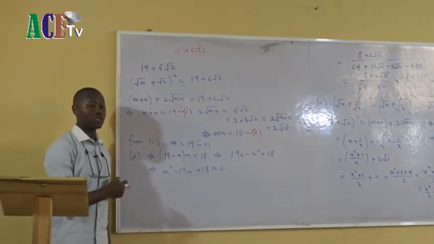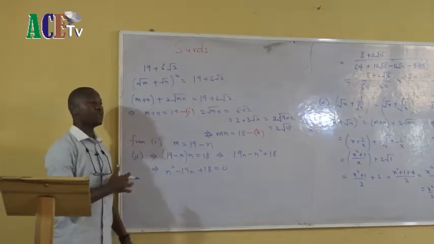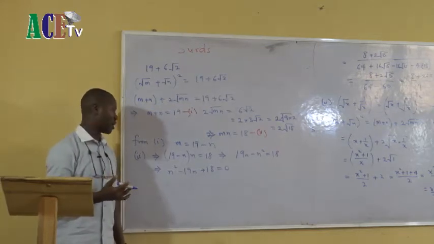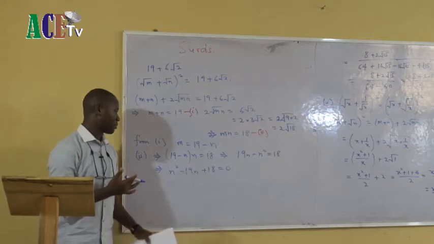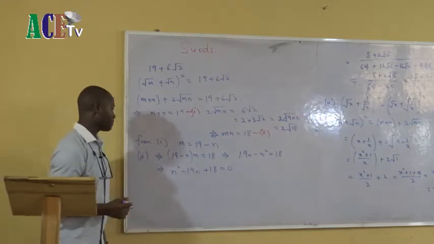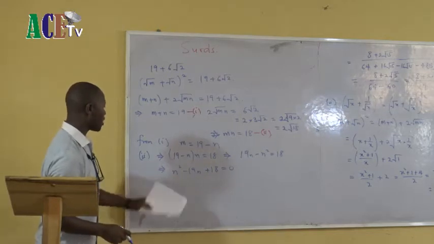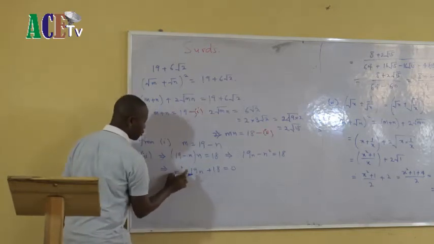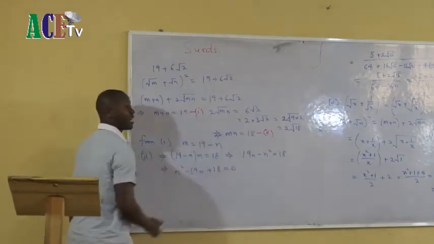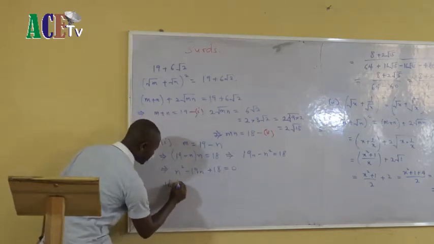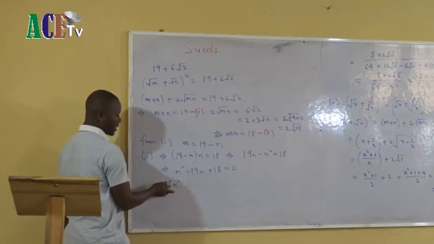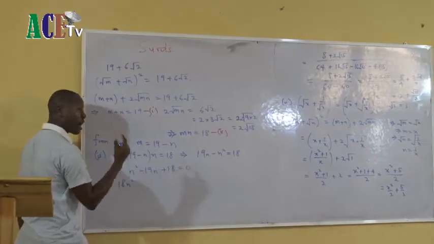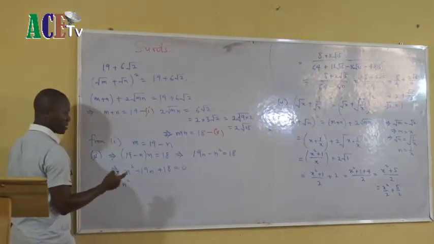We would solve this quadratic equation using either the factorization method, or the general formula, or we could use any other methods that are listed for solving quadratic equations. Here we'll be using the factorization method. For us to adapt the factorization method, we pick the first term and multiply it by the last term. So this will give us 18n squared. We look for factors of 18n squared such that when you multiply them together, it gives you 18n squared, and when you add them together, it gives you minus 19n.